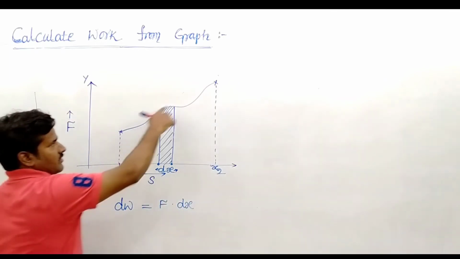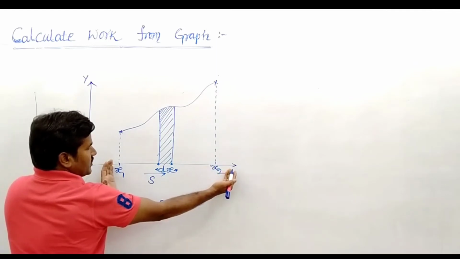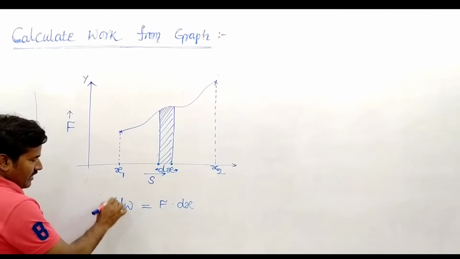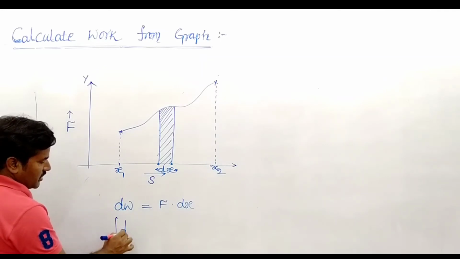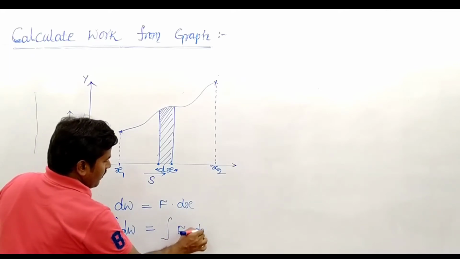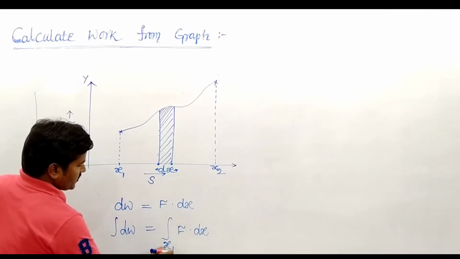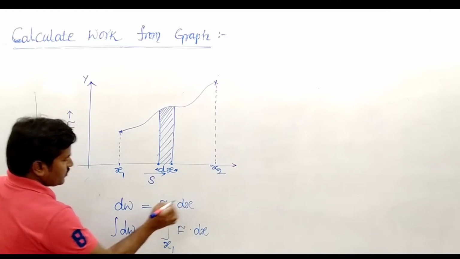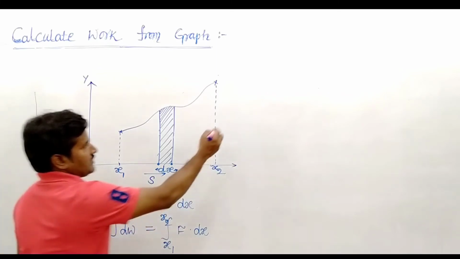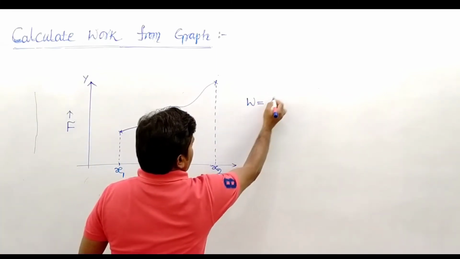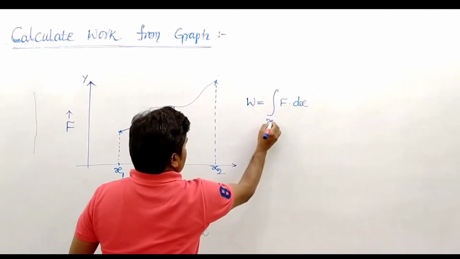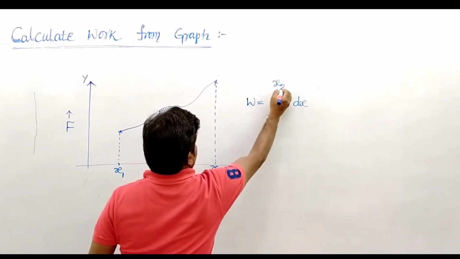But we want the total work done from x1 to x2, which are the displacement limits. Applying integration on both sides, the integration of dW equals the integration of F into dx, with displacement limits from x1 to x2. The integration of dW is nothing but the work done. So W equals the integral of F dx, with limits from x1 to x2.